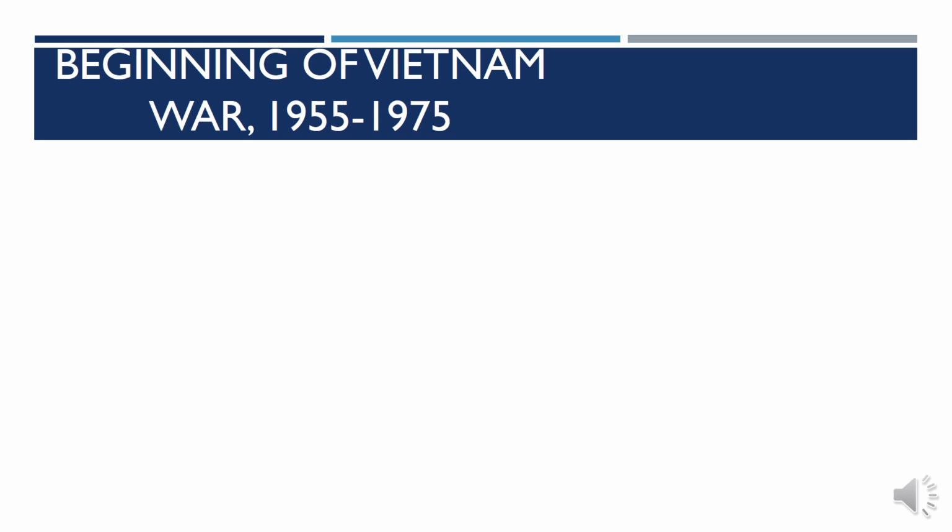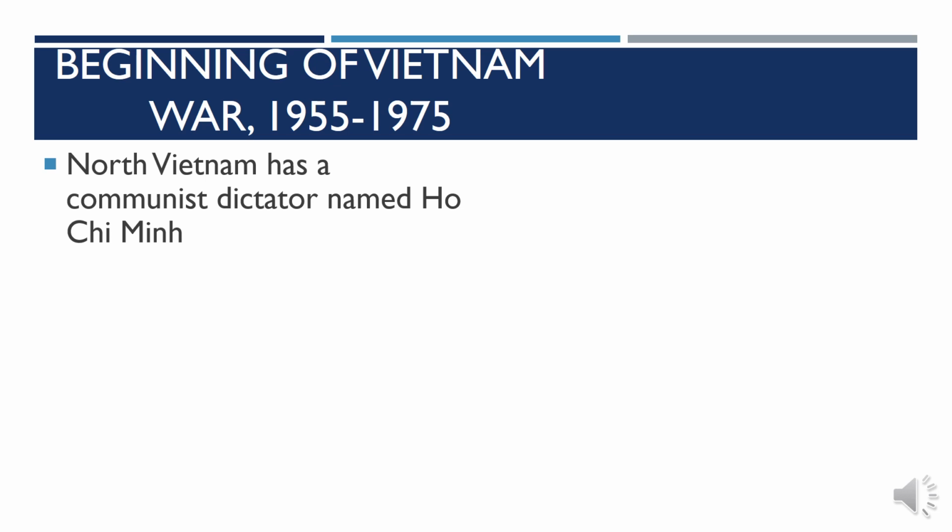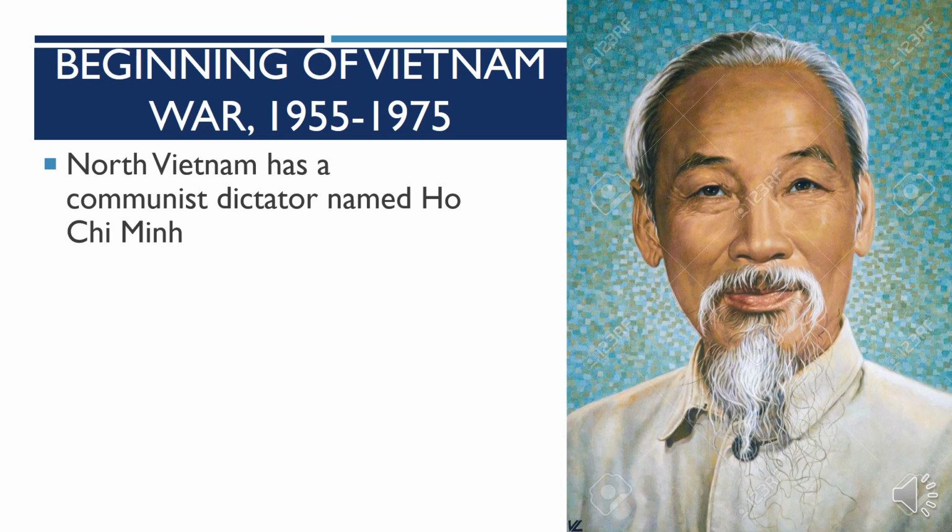So what we've got to do before we talk about America being involved in the Vietnam War and what happened in the war and what the effects of it were, let's actually understand what caused this war to be 20 years long. So the war starts because in North Vietnam, they had what's called a communist dictator. His name was Ho Chi Minh.